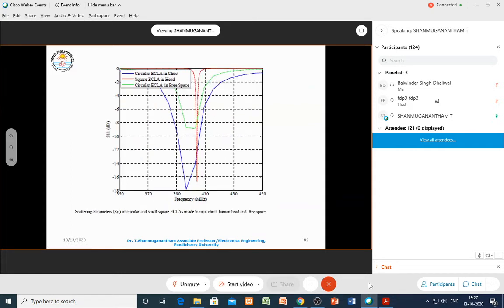And for this case, the circular loop antenna was kept on the chest as well as head as well as free space and compared. In that, free space is getting somewhat not good result. The circular electrically coupled loop antenna on the chest is getting somewhat better, wider bandwidth and less loss compared to the other two cases. And with the head, it is getting very narrow bandwidth, that is, pencil beam structures are getting.